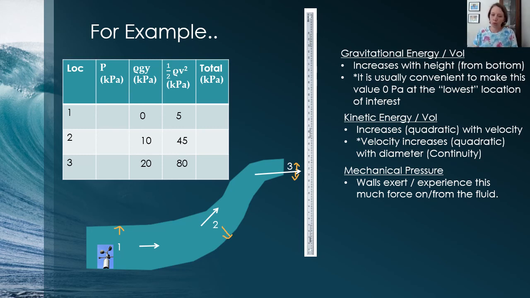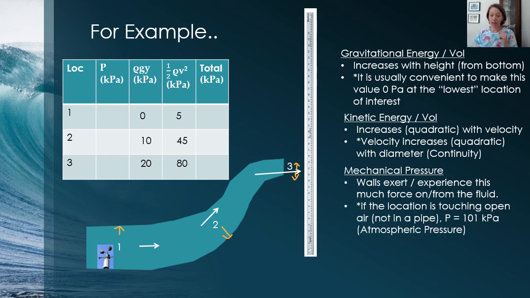But the cool thing about location 3 is it's not actually in a pipe. So I don't have to measure anything. I know exactly how hard the water is pushing out at location 3 because it's in the atmosphere. It's being squirted out of the pipe. It's pushing against the atmosphere and the atmosphere is pushing against it. And that means that the mechanical pressure at any spot outside of a tube is always going to be exactly 101 kilopascals on Earth. It's atmospheric pressure. So I can actually put in right now that the pressure at location 3 is 101 kPa because it's not in the pipe.